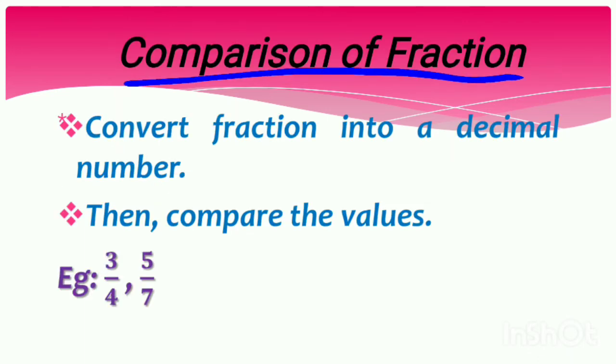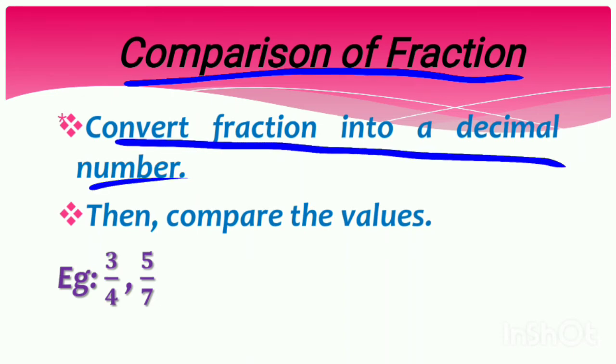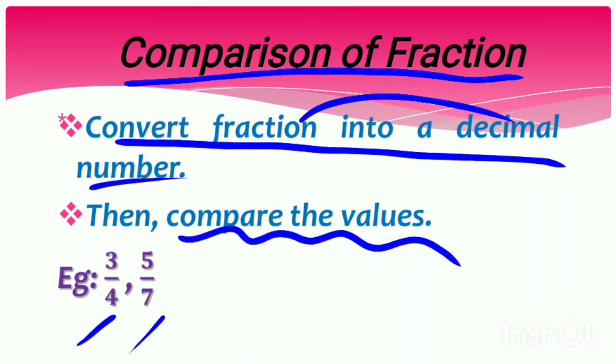Comparison of fractions. Convert the fraction into a decimal number. How to say which fraction is greater? Here we have 3 by 4 and 5 by 7, right? How to say whether 3 by 4 is greater or smaller than 5 by 7? For that, we have to convert the fractions into decimal numbers and then compare the decimal values so that we can conclude which number is greater, which is smaller, or whether they are equal.